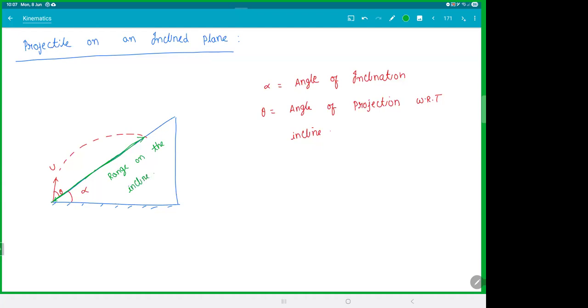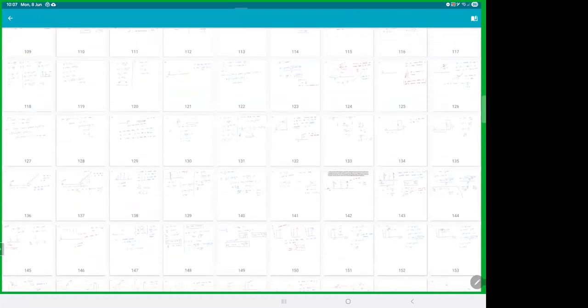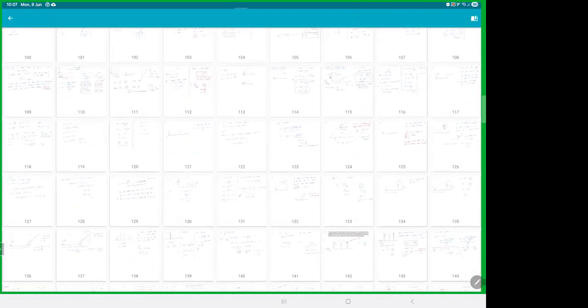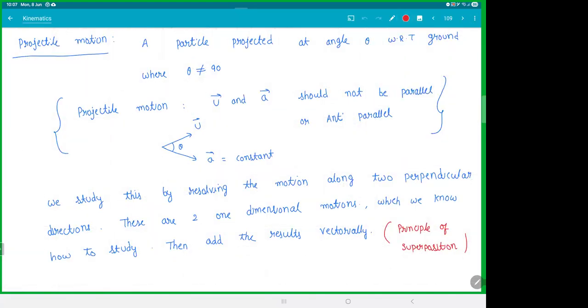So if someone throws a particle on an incline and they ask you, boss, where it is going to land, this is what we call range. And what is the idea here? Again, same story. We are not doing anything new. Go back to the basics. Go back to the introduction, see what we said.